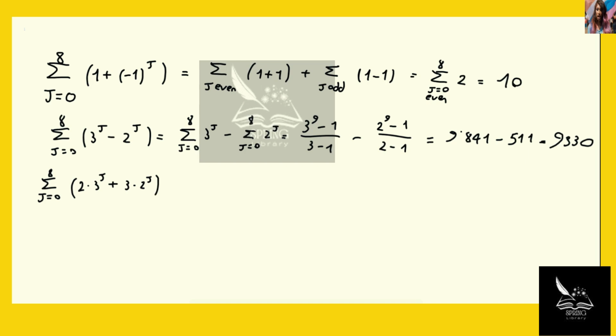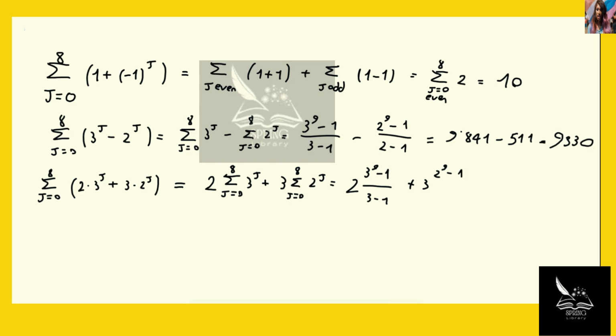Then we have the sum of twice 3 to the j plus 3 times 2 to the j. Again, we split the sums and we factor out the constant, so we have twice the sum of 3 to the j plus 3 times the sum of 2 to the j. And again, we have closed formulas for these sums, so we get (3 to the 9th minus 1) divided by (3 minus 1), everything multiplied by 2, plus 3 times (2 to the 9th minus 1) divided by (2 minus 1). You do this with a calculator, and the final result turns out to be 21,215.